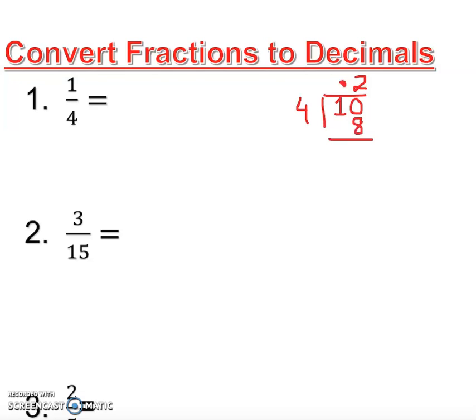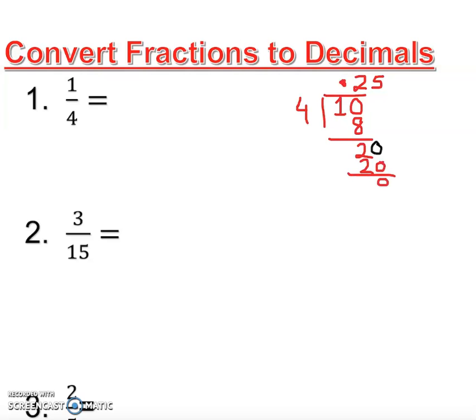And 10 take away 8 is 2, and of course 4 doesn't go into 2, so we need a 0. I just get a 0 here because I have a decimal up here. That's the reason. Okay, so 4 goes into 20 five times, which is 20. So the remainder is 0.